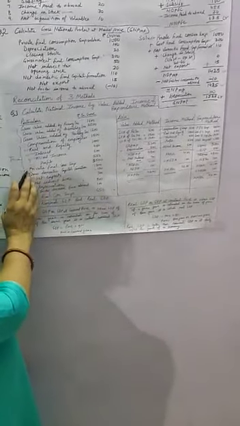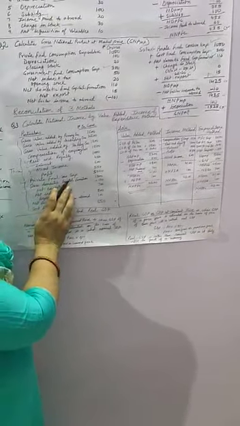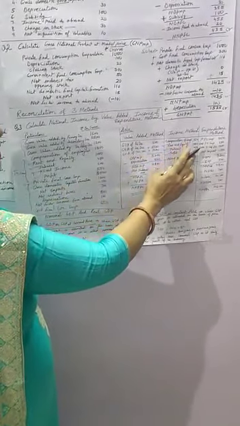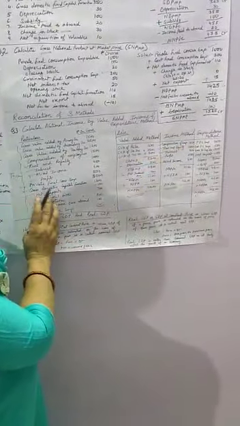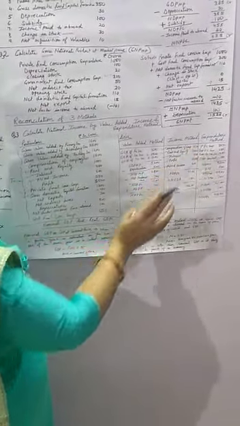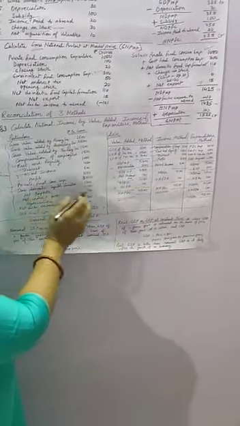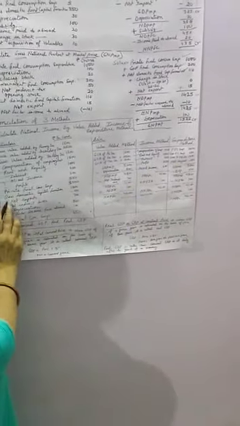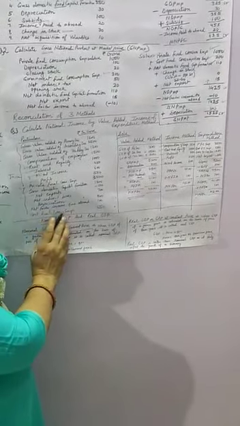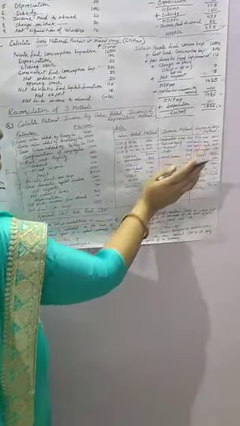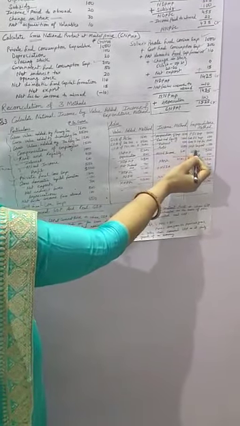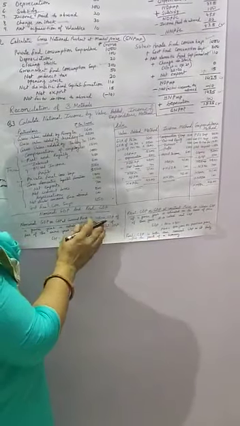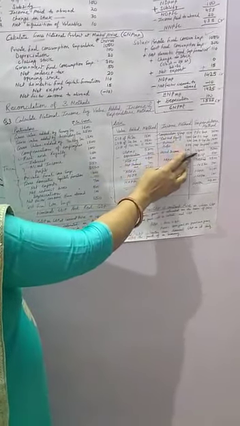Now the next adjustment is private final consumption expenditure. Where do you write it? This is an expenditure method adjustment, so you write it in expenditure method. Second is gross domestic capital formation, again you write in expenditure method. Then net export, also written in expenditure method. Then government final consumption expenditure is also given, that also you write in expenditure method. So these are the expenditures of four sectors that you write in expenditure method, and it becomes GDP MP.